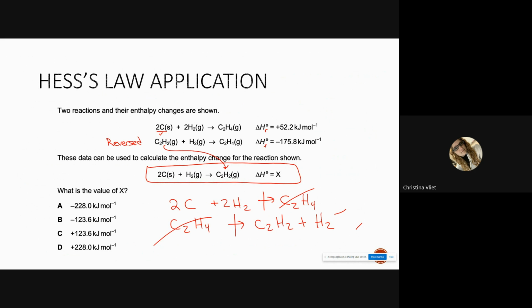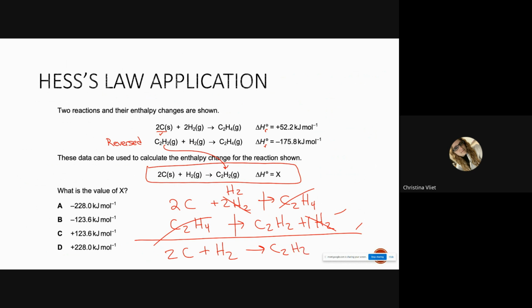Okay, let's write what we have left. 1 H2 you can get out. So yeah, 1 H2 is canceled, right? Because this is a 1 and this is a 2, so both of them have 1 in common. So just take this out and it would cancel out and become just H2. Right, what's left? 2C plus H2 goes to C2H2. Does that match this reaction?